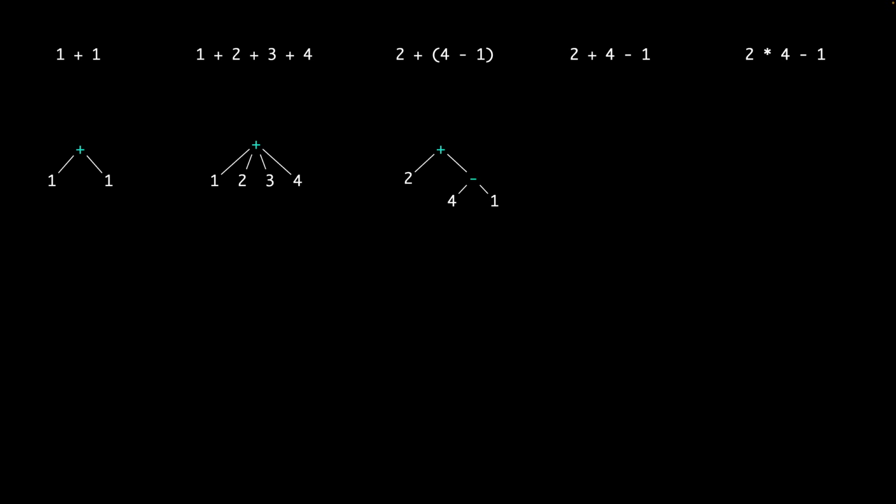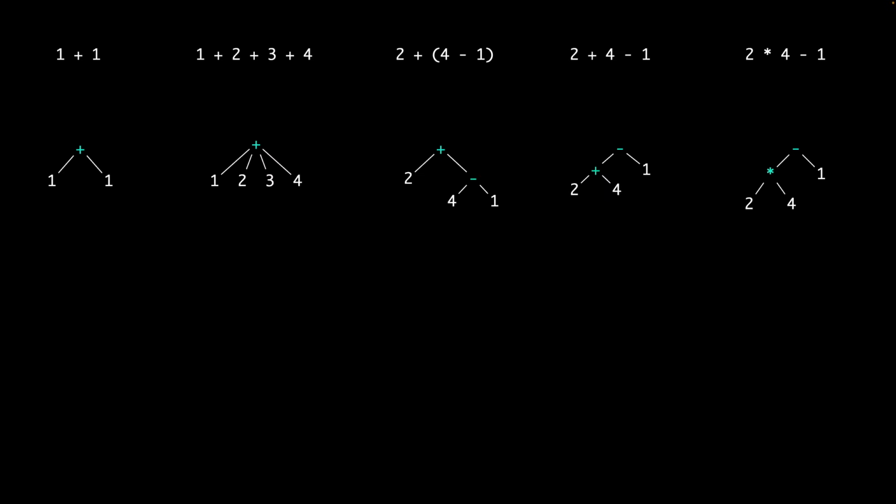Here we don't need parentheses when we make the tree. This tree also shows nesting. There are 2 things being added, the 2 and this entire group. Trees also don't care about order of operations.